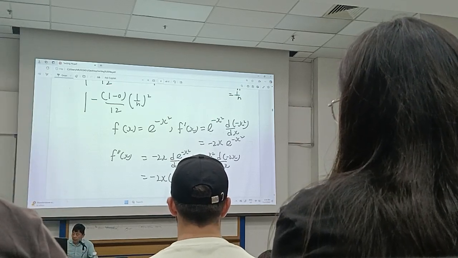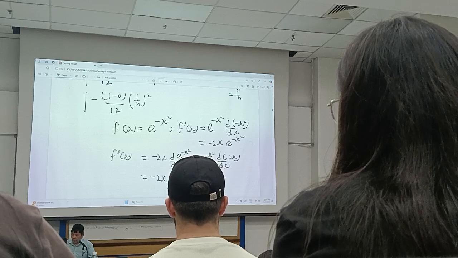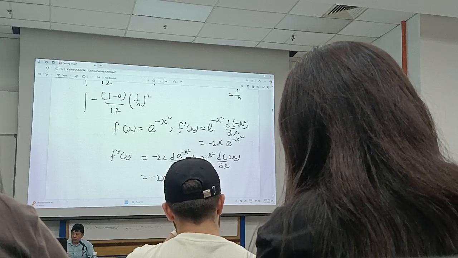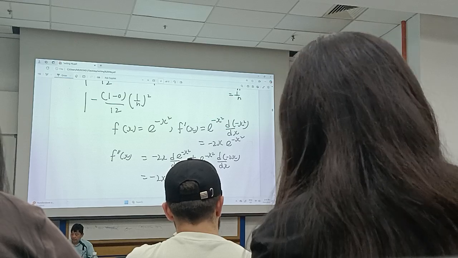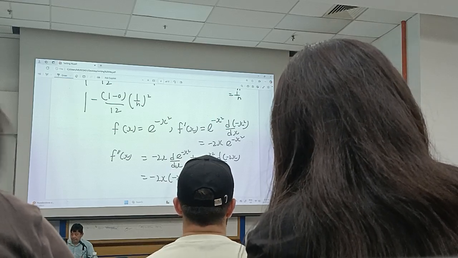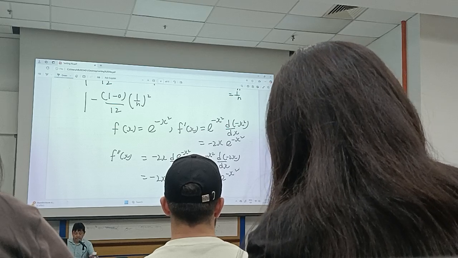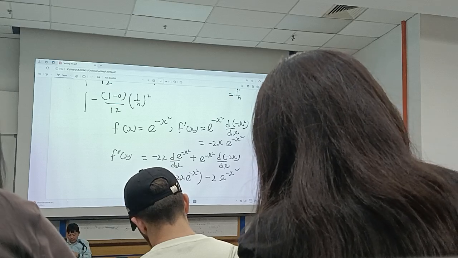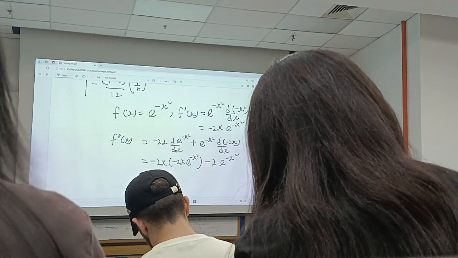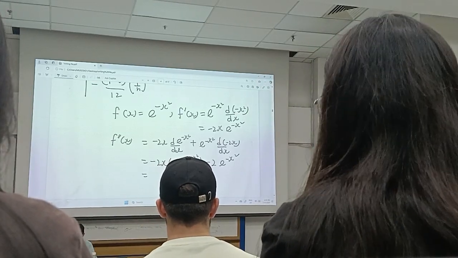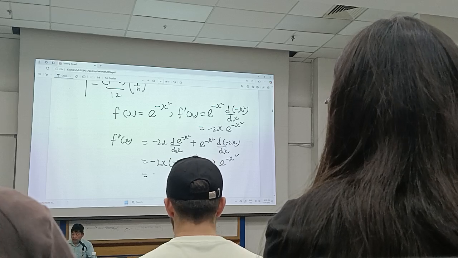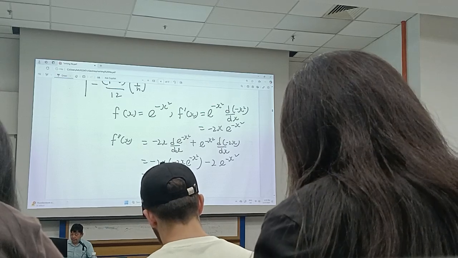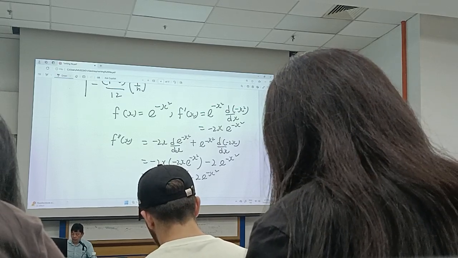So write down, okay, this one. Negative 2x e negative x squared. Again, differentiate negative 2x, we get negative 2, right? Okay, so negative 2x times negative 2x, negative times negative positive, so it will be 4x squared e negative x squared minus 2e negative x squared.